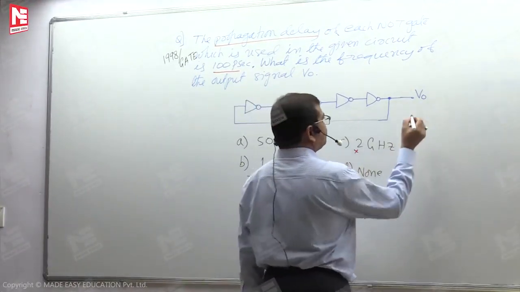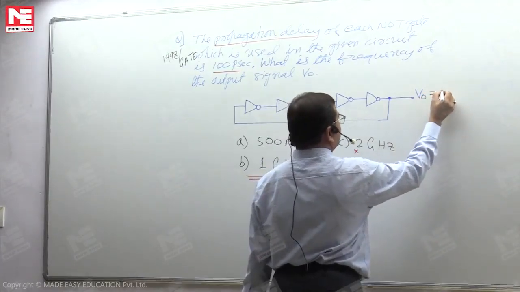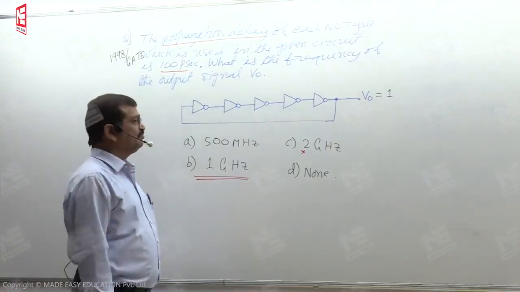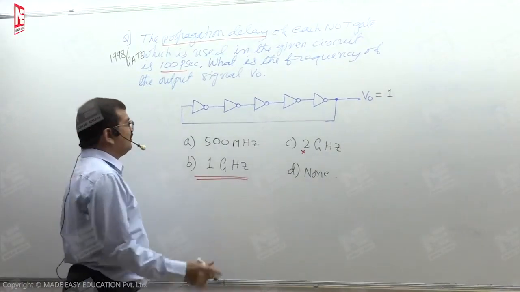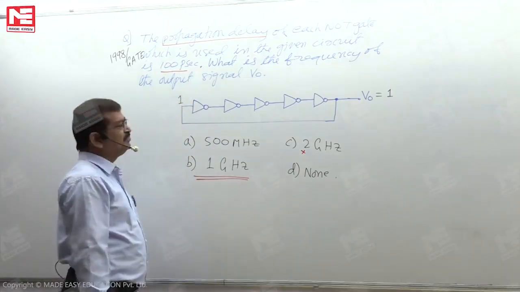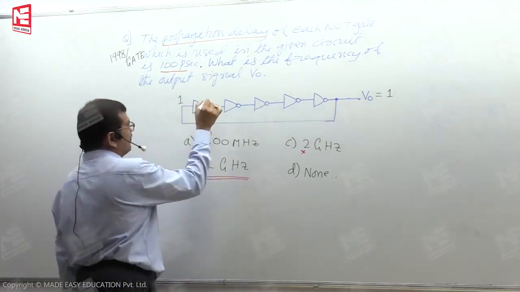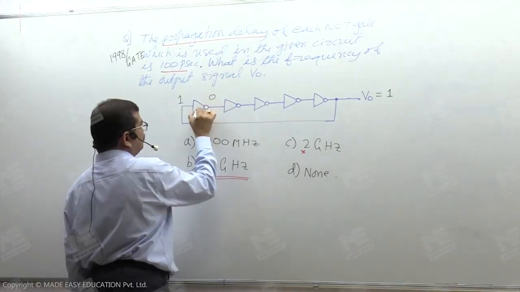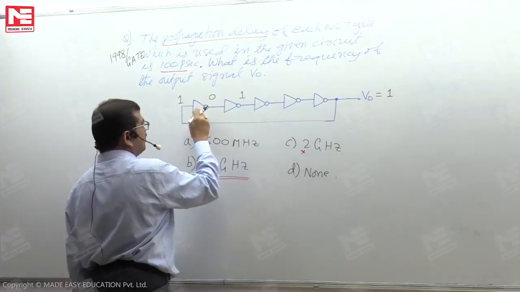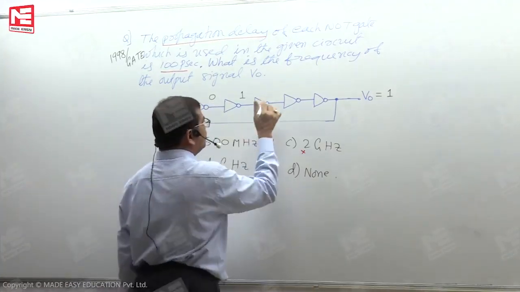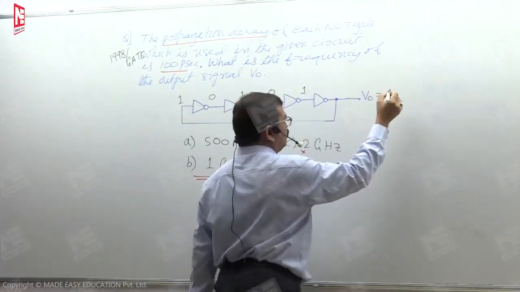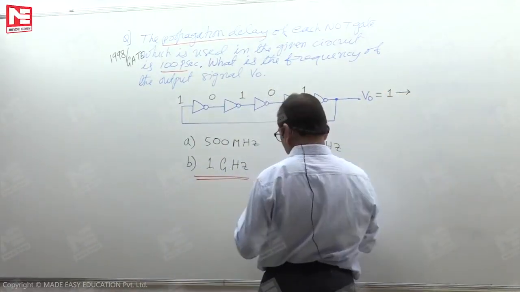Consider the output as a 1. Of course, it may not be 1. If you want, we can start even with a 0 also. So that 1 is coming as the input of the first NOT gate. The first NOT gate output is 0 because it is an inverter. Second NOT gate output is 1 because the first NOT gate output is the input to this, and so on. If you look, third NOT gate output is 0, fourth NOT gate output is 1, and fifth NOT gate output is 0.